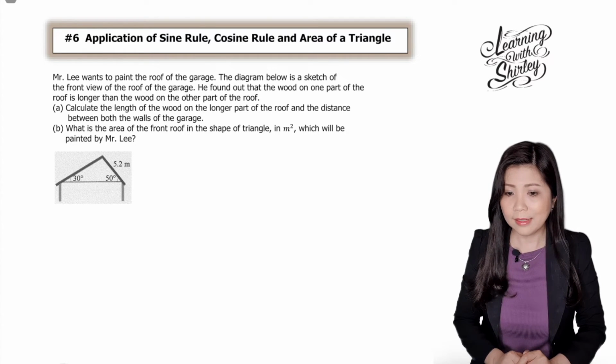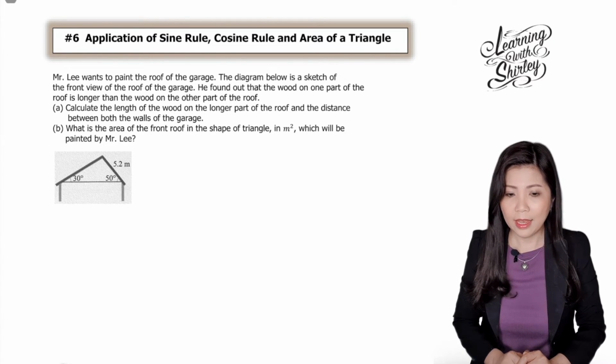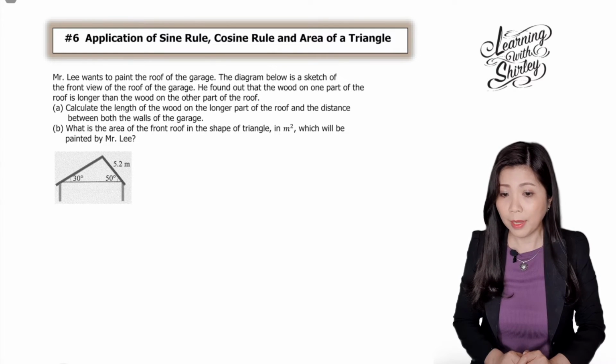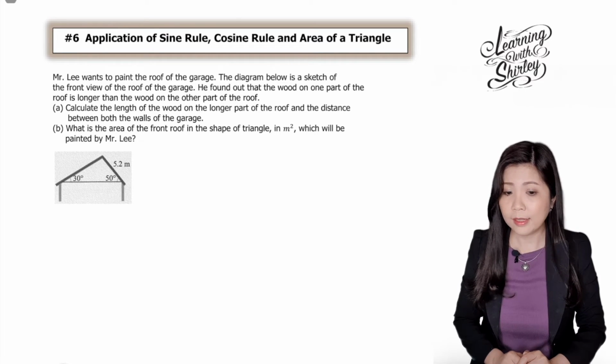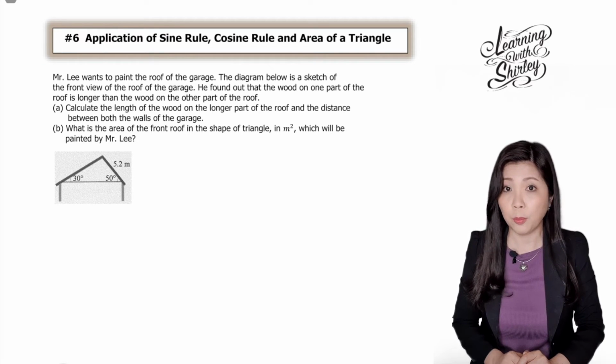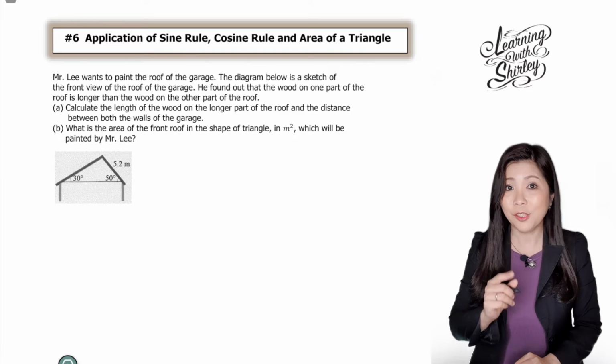He found out that the wood on one part of the roof is longer than the wood on the other part of the roof. So A, calculate the length of the wood on the longer part of the roof and the distance between both the walls of the garage. And B, what is the area of the front roof in the shape of a triangle in meters square which will be painted by Mr. Lee? Okay, let's solve for A.